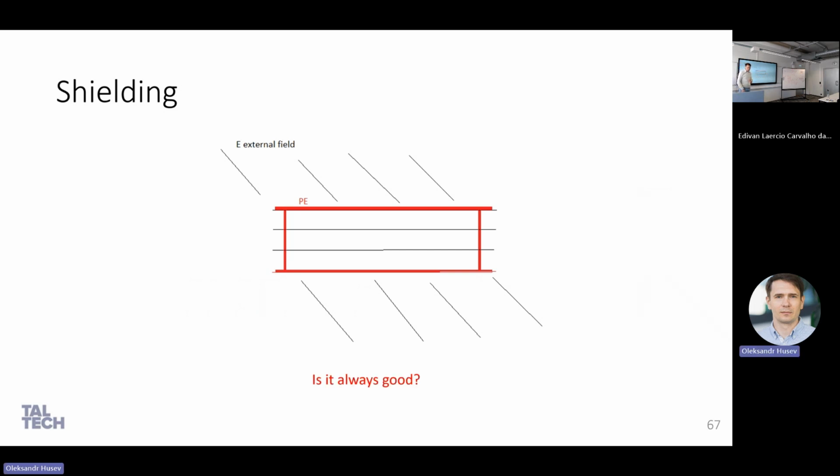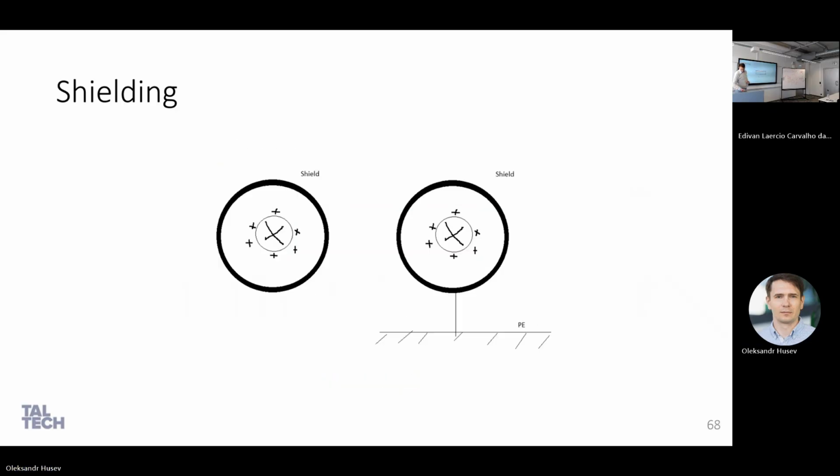But is it always good? Now, look, what is the difference? This is a shield. This is a shield.